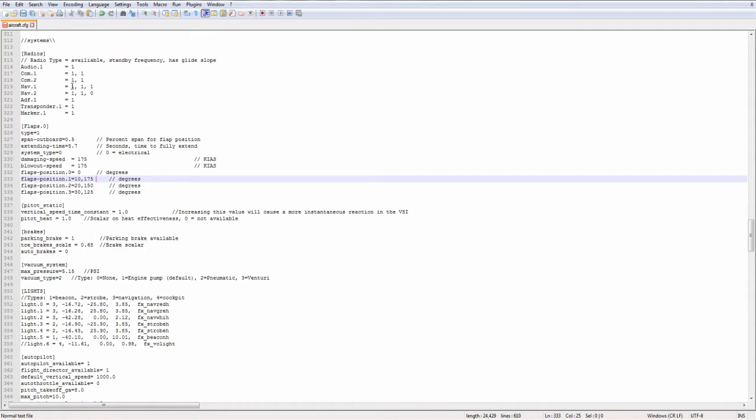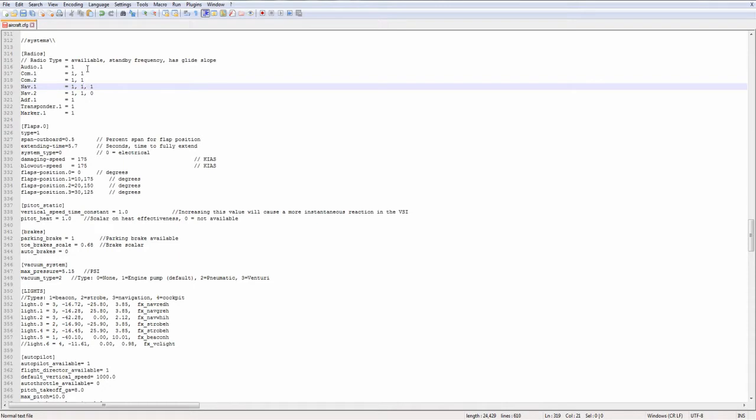The first number is whether or not that particular component is available. So does it have a marker beacon? Does it have a transponder? Does it have ADF? You get the idea. The second number is whether or not it has a standby frequency. Some models of radios don't have a standby and you swap between them. You have only the active. And this is where you specify that. For example, the default King Air, all its radios only have the active, not the standby. So you would set this to 0 if that were the case.